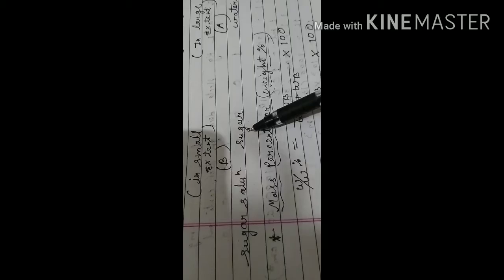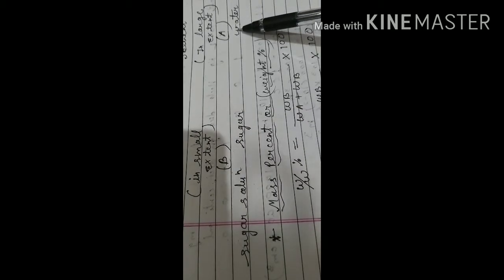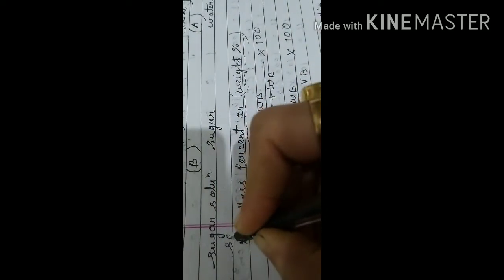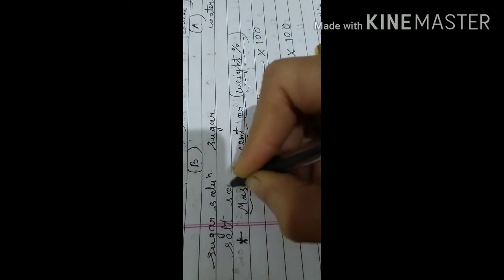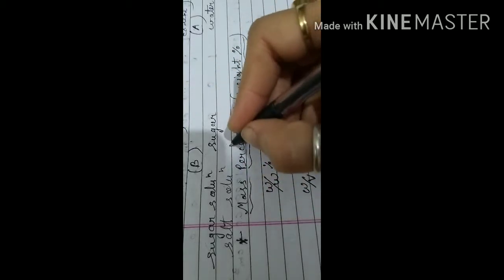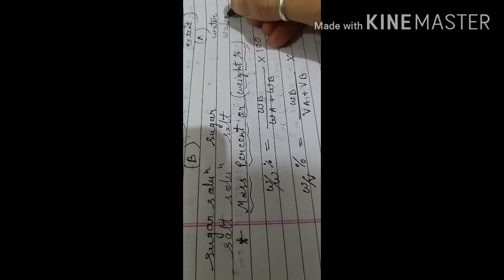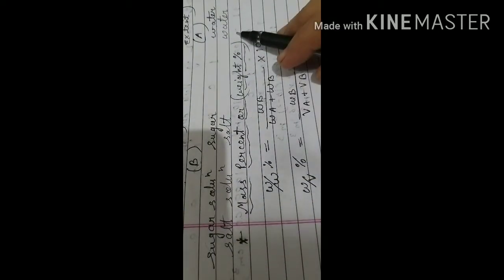Suppose we have a sugar solution. In the sugar solution, sugar is present to a small extent and water is present to a large extent. So sugar will act as a solute and water will act as a solvent. Now suppose we have a salt solution. In the salt solution, the solute will be salt and the solvent will be water. Is it clear? Because water is always present to a large extent.